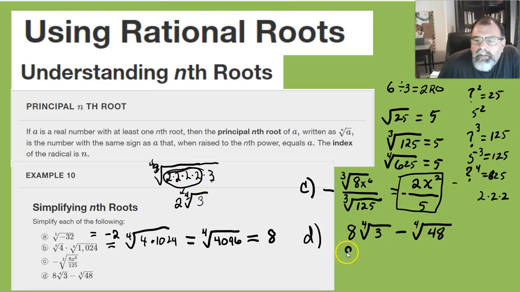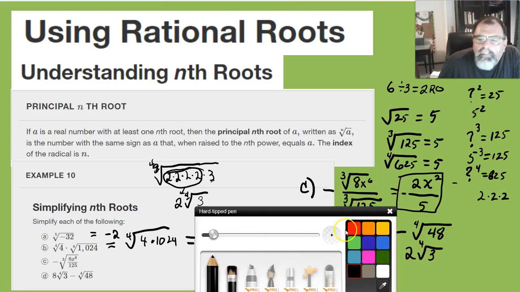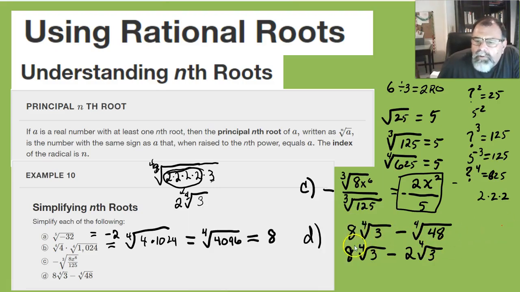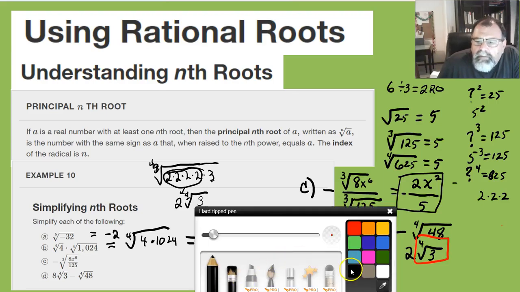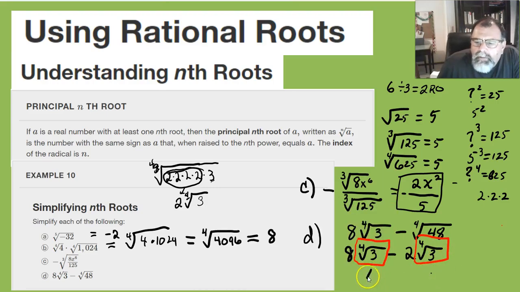So this simplifies to 8 fourth root of 3 minus 2 fourth root of 3. And again, you can think of the radical portion as like terms, like radicals, so you can think of it like a variable. 8a minus 2a would be 8 minus 2 is 6, and you leave the radical part alone. So you get 6 fourth root of 3, and that will be our final answer right there.